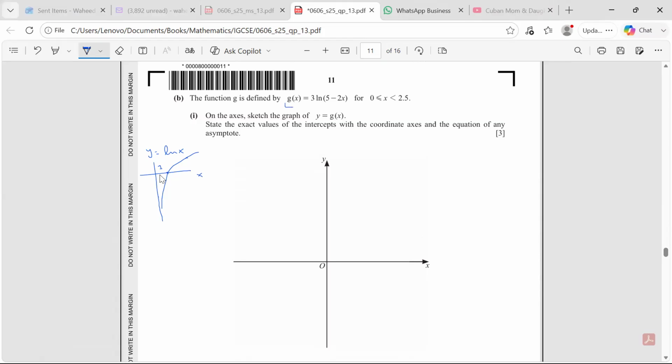Now for this graph, y equals 3 log of 5 minus 2x. You see this portion 5 minus 2x will become 0 if x approaches 2.5, right? If x approaches 2.5, this whole thing approaches negative infinity. So let me see, if this is 1, 2, and 3, then 2.5 is here, right? So at 2.5, I have to make a vertical asymptote.